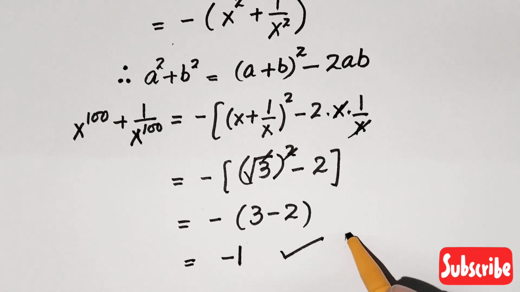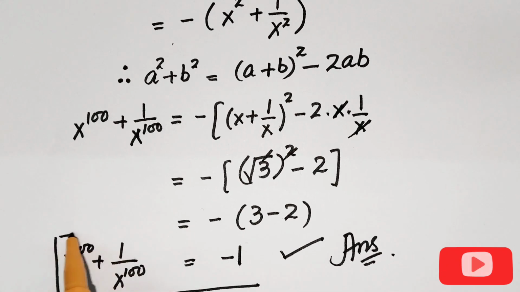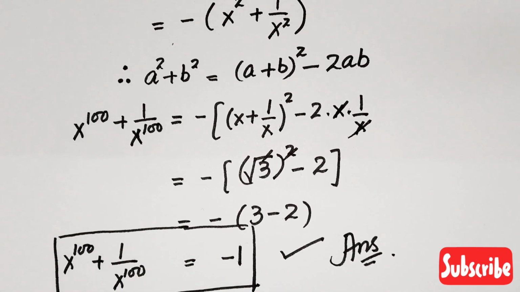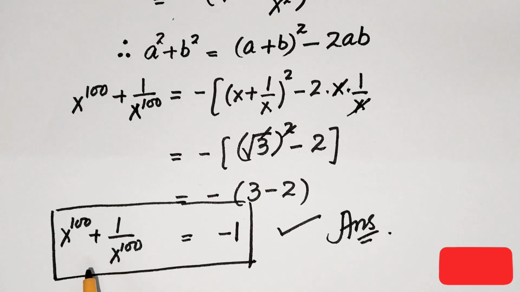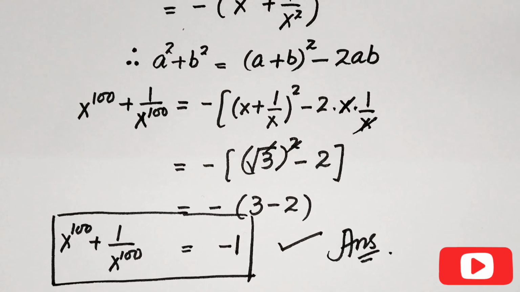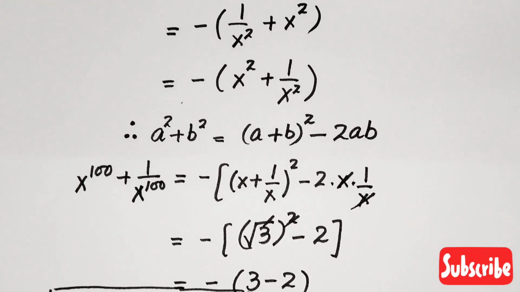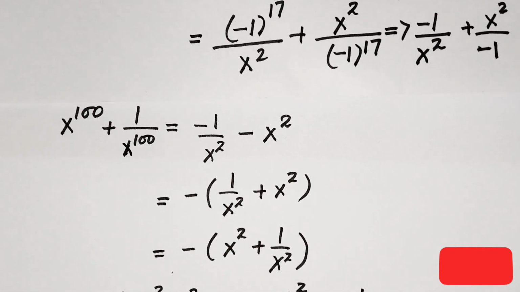So it is our final answer that we have found: x raised to power 100 plus 1 over x raised to power 100 is equal to minus 1. So we have found the value of x raised to power 100 plus 1 over x raised to power 100, which is equal to minus 1. So this is our entire solution, and I hope you have understood all of these steps.